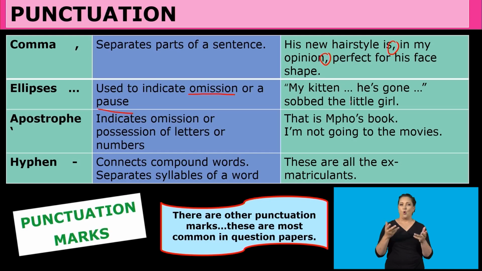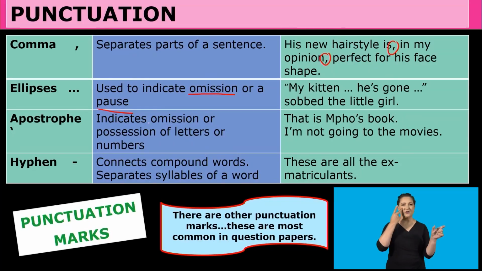So I want you to see the pause in this case. My kitten, he's gone... So can you see the emotion coming through? And to show the emotion, we used a pause. But now remember that your ellipsis can also indicate an omission. She said that... So what did she say? The thought is incomplete, and therefore we use the ellipsis.